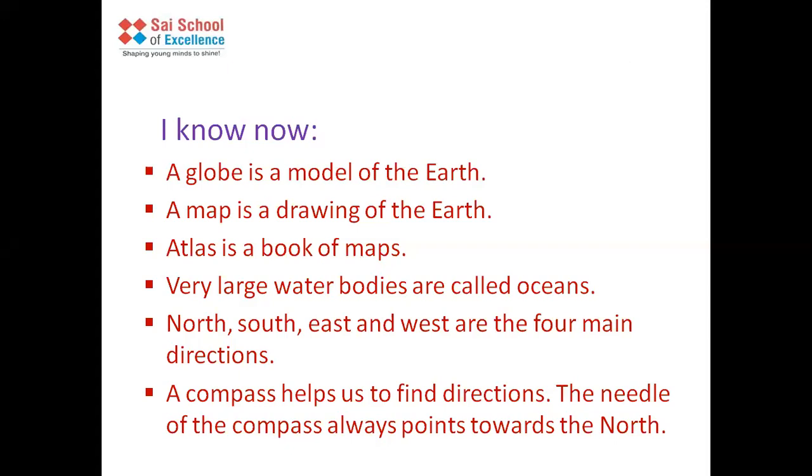Now let's revise what we have learned in this module. A globe is a model of the earth. A map is a drawing of the earth. Atlas is a book of maps. Very large water bodies are called oceans. North, south, east, and west are the four main directions. A compass helps us to find directions. The needle of the compass always points towards the north.